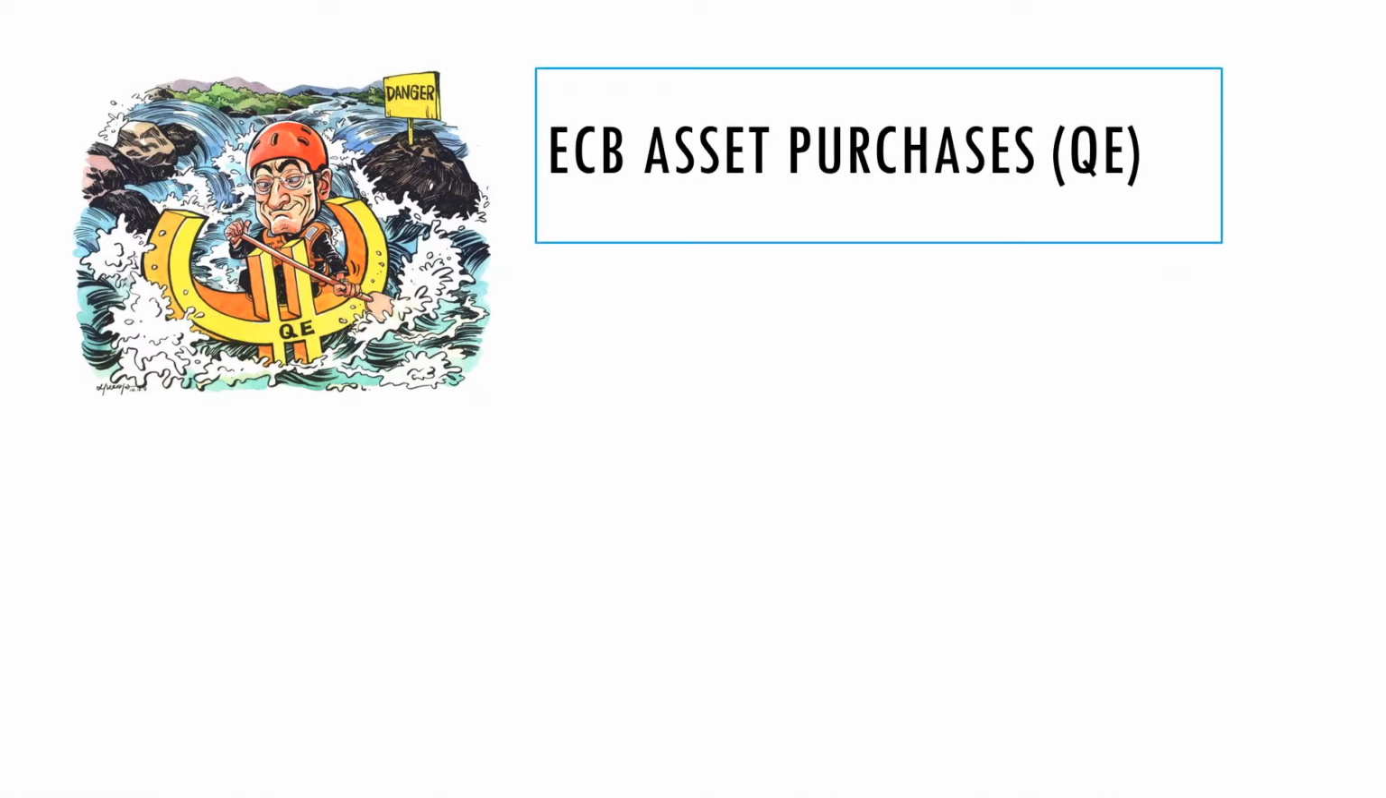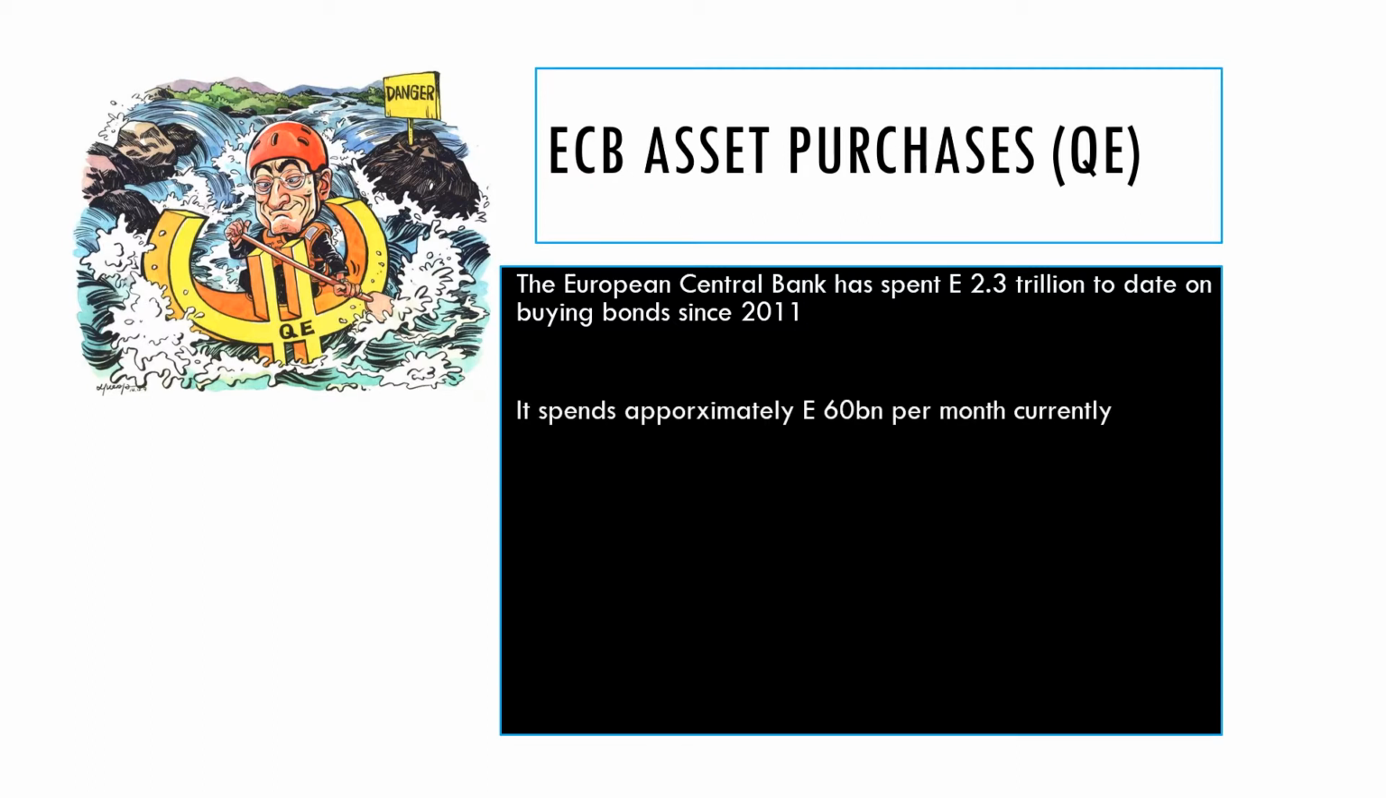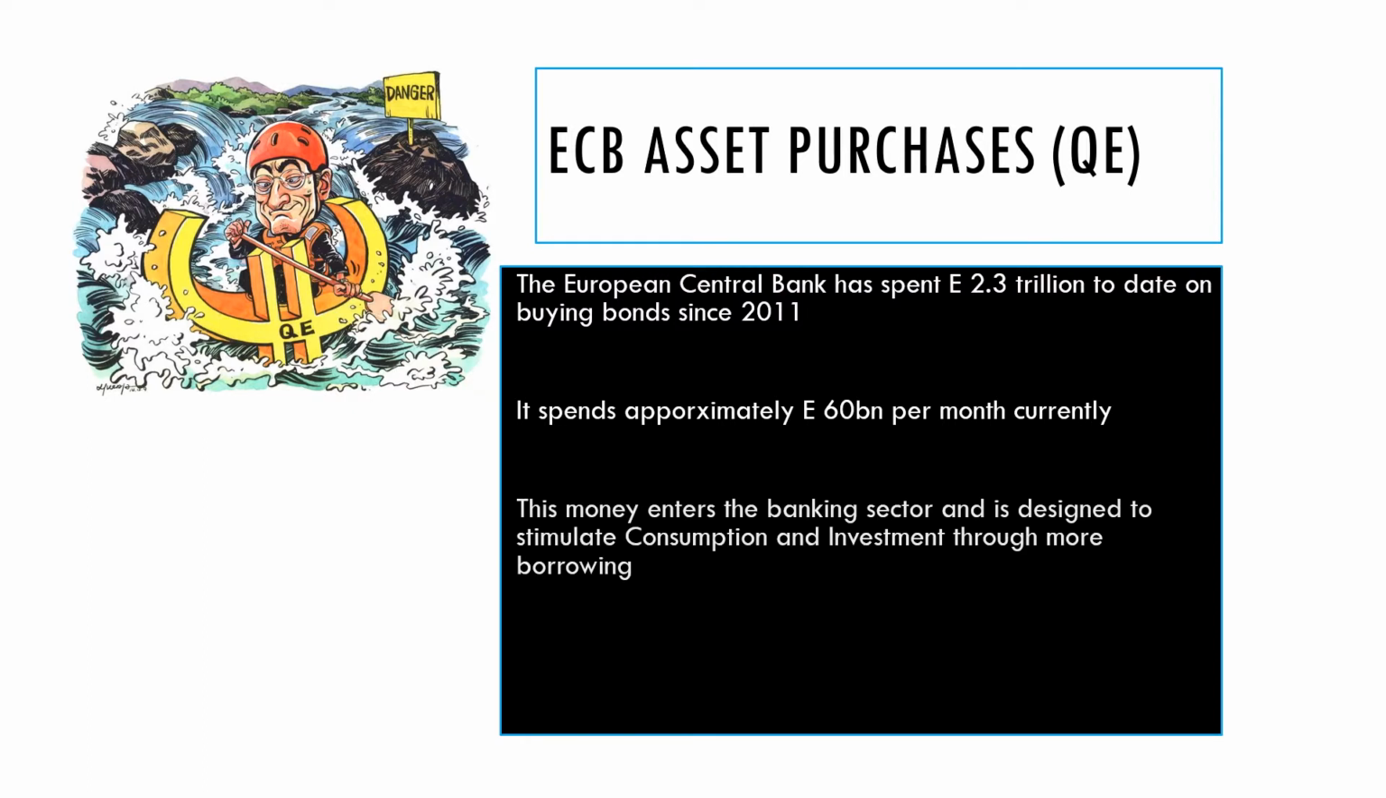So the European Central Bank Asset Purchase Program, they call it Asset Purchase Program rather than quantitative easing. That's the same idea. The central bank in Europe has spent 2.3 trillion euros to date on buying bonds since 2011. It spends approximately 60 billion euros per month at the moment. This money enters the banking sector and is designed to stimulate consumption and investment through more borrowing. The main aim of this program is to increase AD and therefore raise the rate of inflation closer to the target of just below 2%.